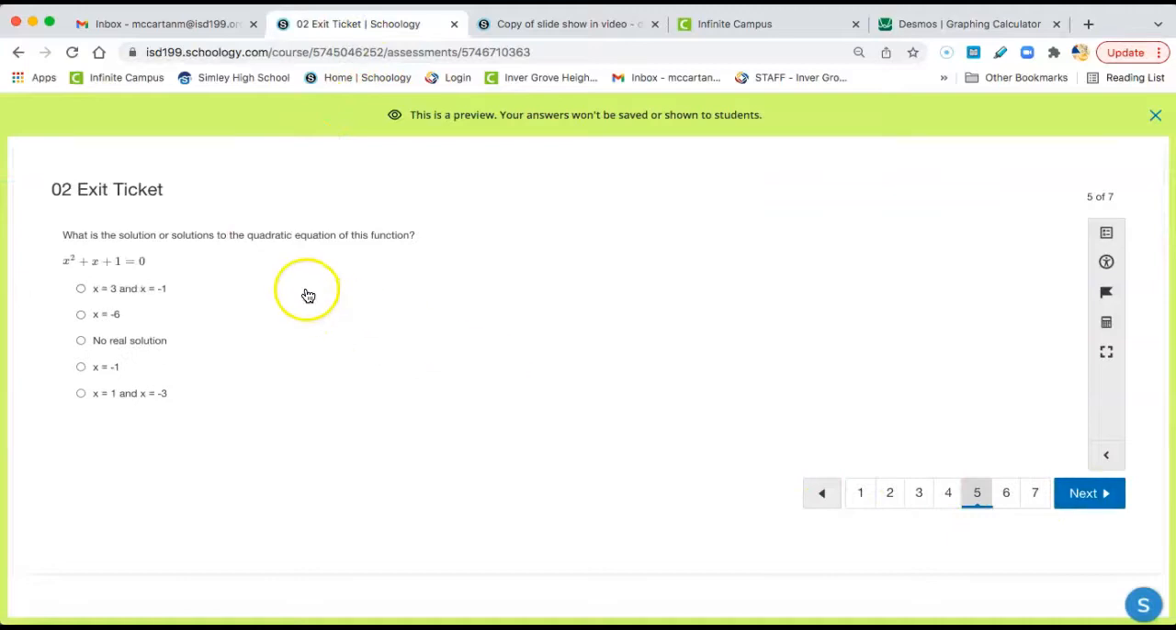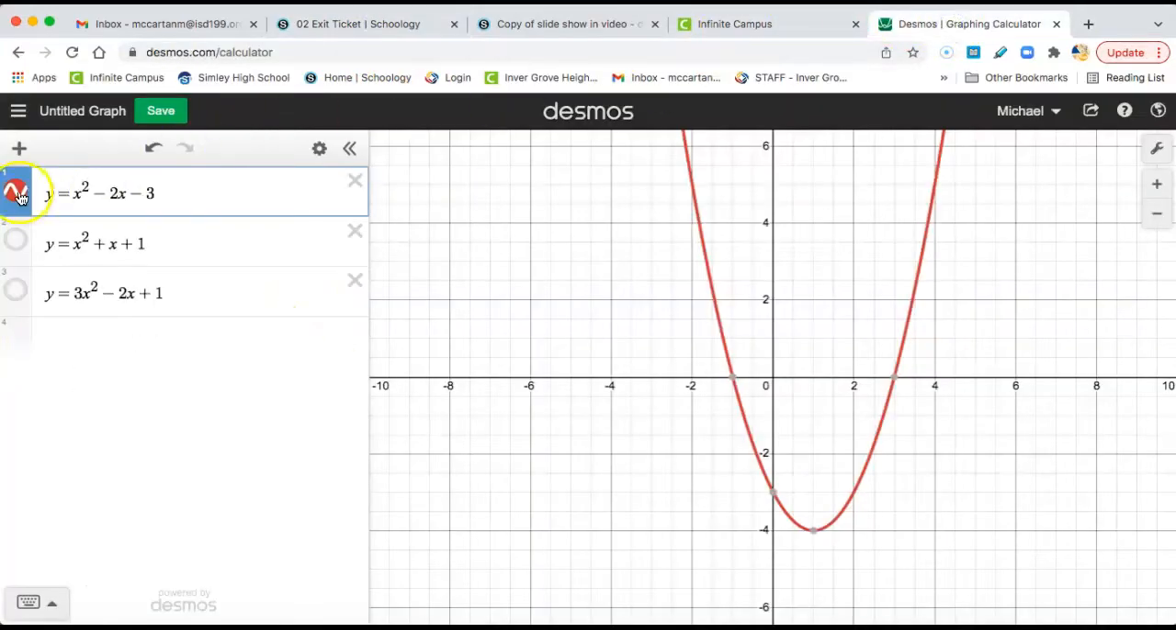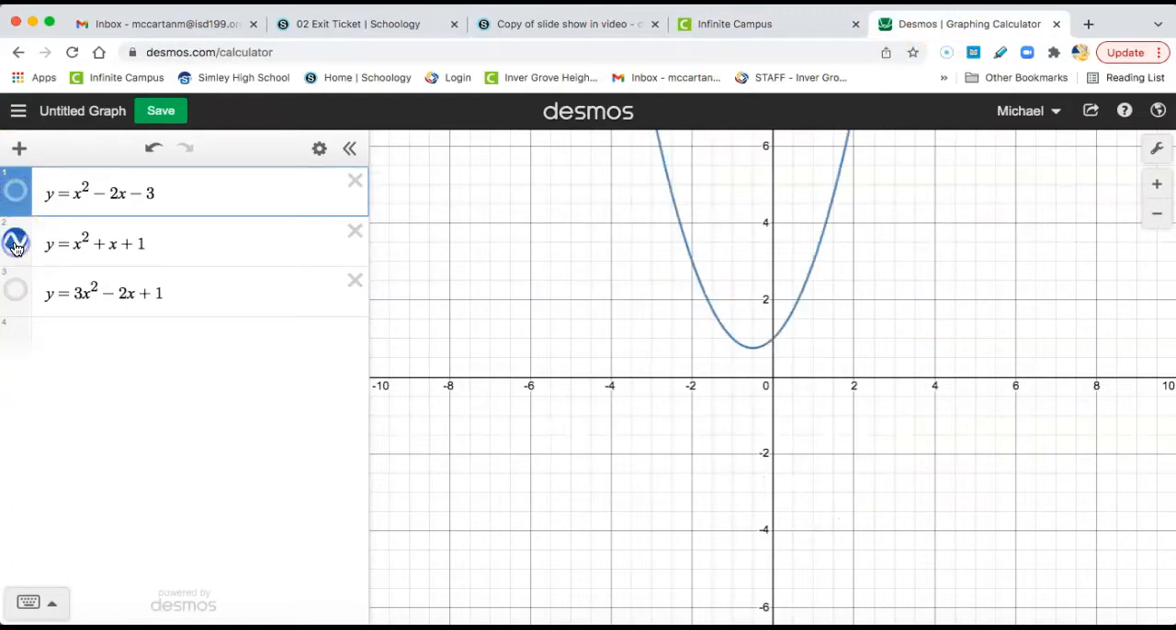Look at the next one. X squared plus x plus 1. Put it in decimals. It's right there. Oop, it's above the x-axis. It never touches the x-axis. It has no real solution. No real solution to that one, okay?